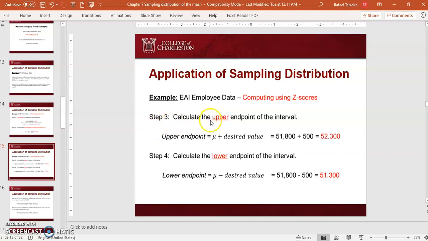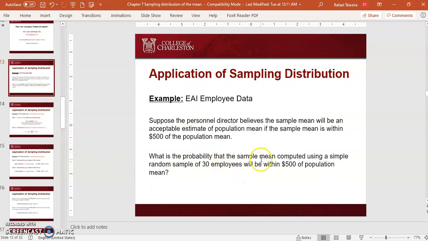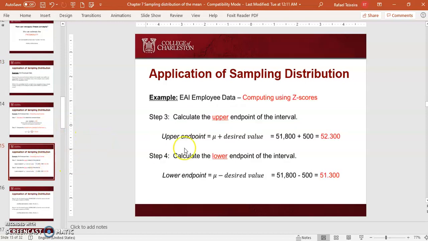Step 3 is to calculate the upper end point of the interval. The upper end point is the population mean, which is given in the problem, plus the desired value, also given in the problem, which is 500. So I add 500 to the population mean to get the upper end point of the interval, and I subtract the desired value of 500 from the population mean to get the lower end point. Now I have the interval, because I want to know the probability that the sample mean will be within 500. Within 500 is plus and minus 500 of the population mean, which gives us an upper and lower end point.